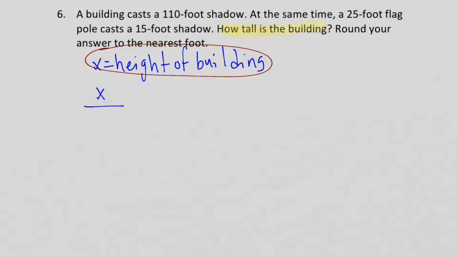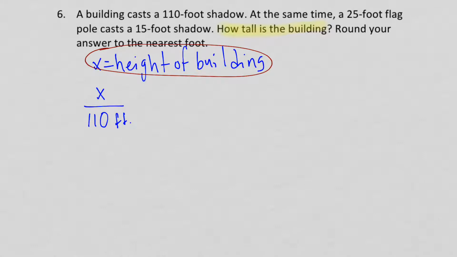So this is height of building. Underneath it, I could put the other height, which is the height of the flagpole, or I can put the other part of the building, which is the shadow, right? The other number that they gave me for the building. I cannot put the shadow of the flagpole. It wouldn't make sense. I'm going to go ahead and write 110, which is the shadow of the building, right? So this is the height of the building. This is the shadow of the building.